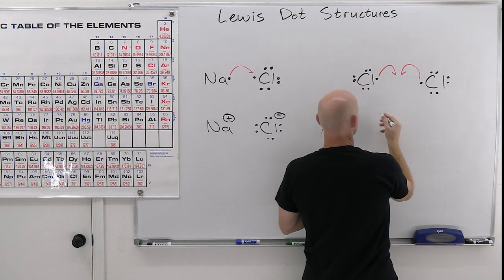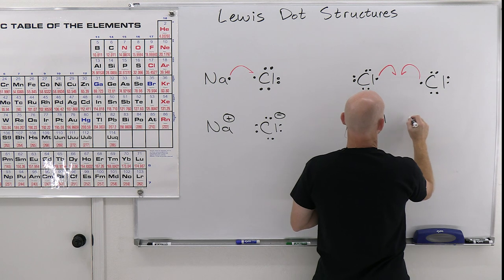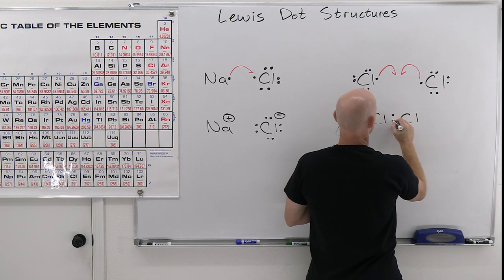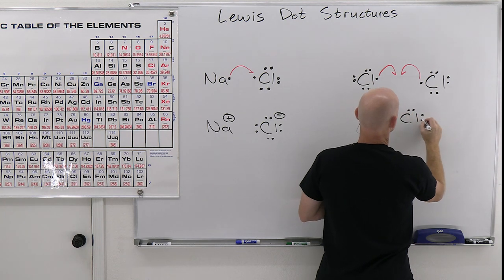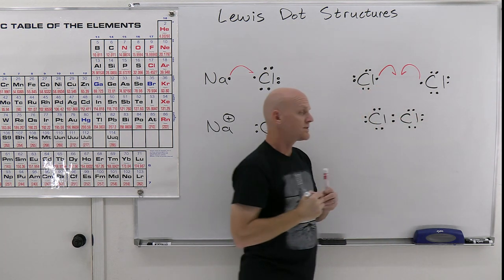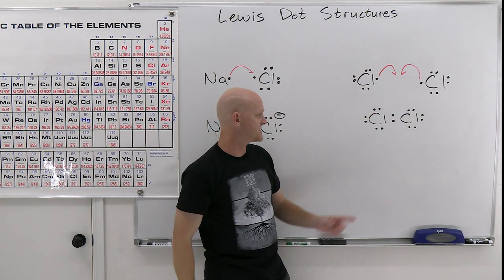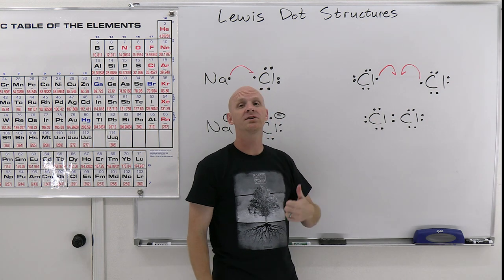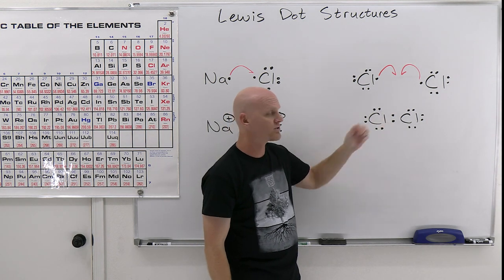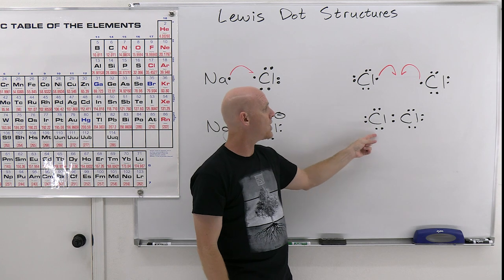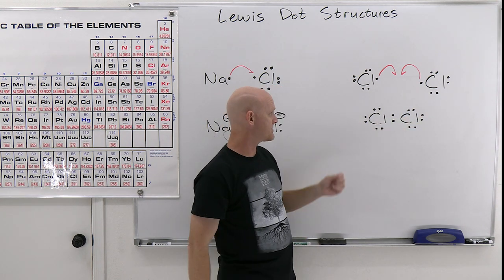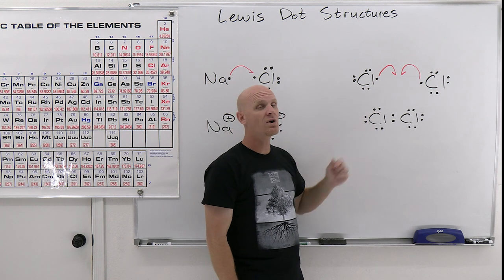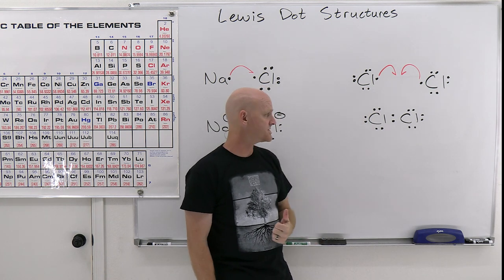And so we can write this a couple of different ways. We can put those shared electrons right in the middle. And now we've got a couple of different designations here. The ones that are being shared are called bonding electrons. So we've got two bonding electrons. And then the ones out here are called non-bonding electrons. They're not being shared in any way, shape, or form. So these non-bonding electrons are often called lone pairs as well.